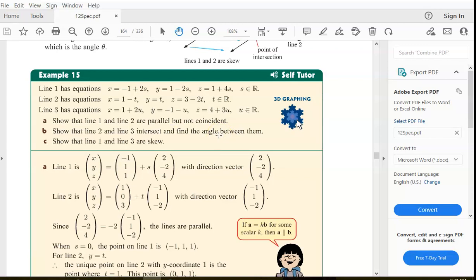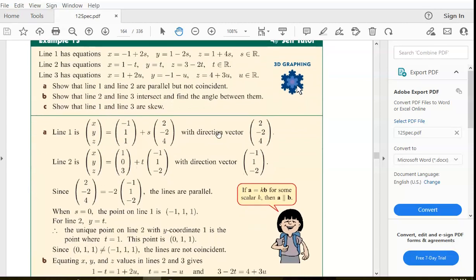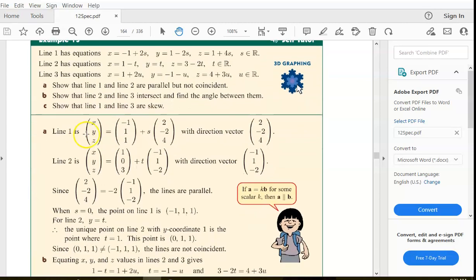Now, you don't really have to get the angle between when they're skew. That's only if you push them against one another. But anyway, show that lines 1 and 2 are parallel without looking. What part of our equations do you think would tell us if they're going to be parallel or not? Your direction vector. So if we look at line 1, they've written it now in vector form, but could you just see 2, minus 2, 4?